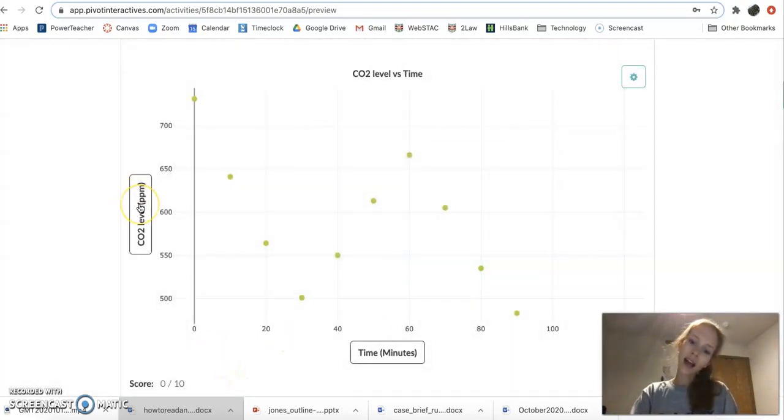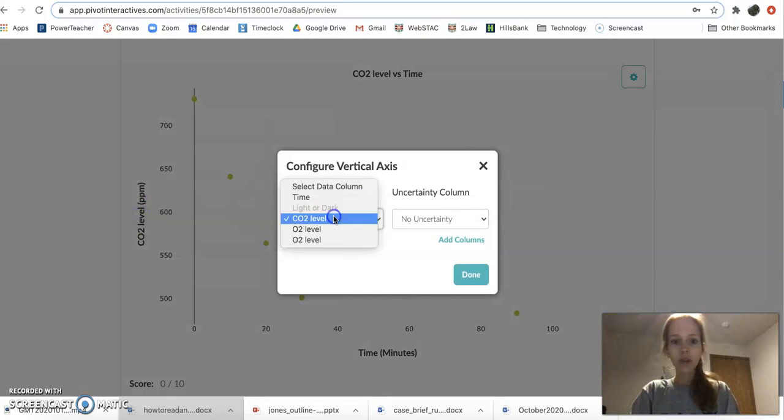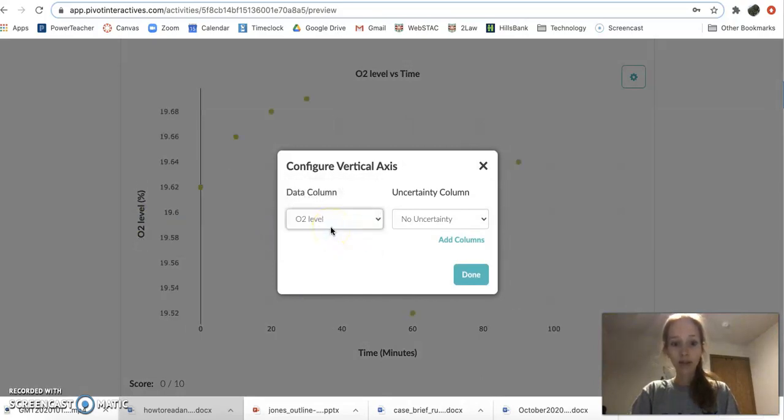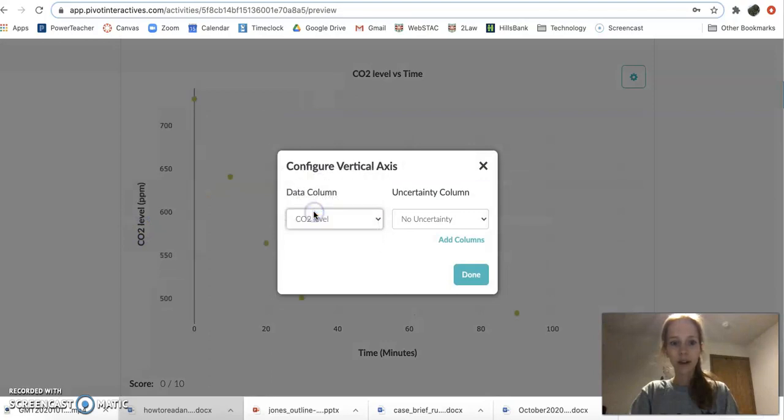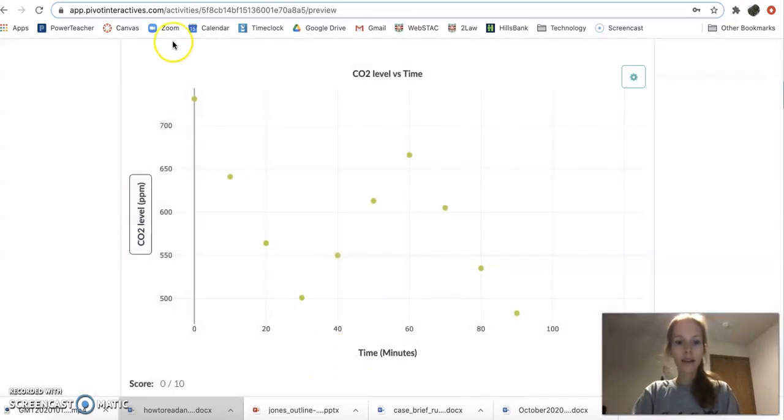And now I can choose my dependent variable, or my y-axis. Now, I chose CO2 level, but you could also choose to look at the O2 level. Notice that it changes your scale for you to make it make some sense. But I'm going to look at CO2 level for now. So I've got this nice little zigzag, right? And my zigzag is corresponding to, at first, was it light or was it dark at the beginning when we started our experiment?